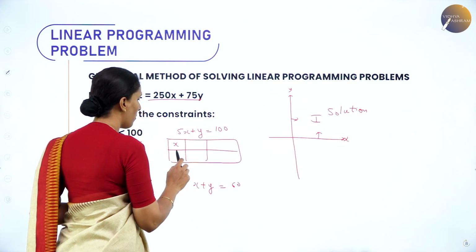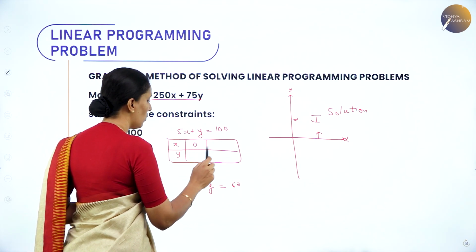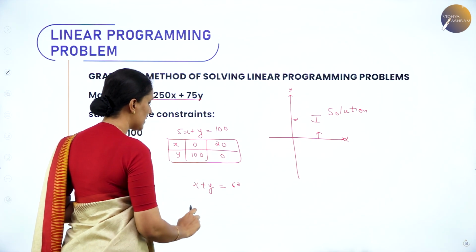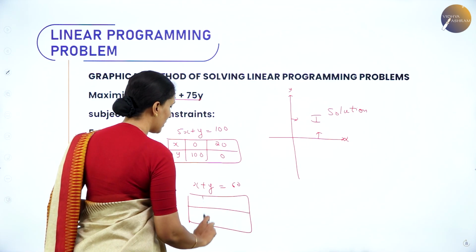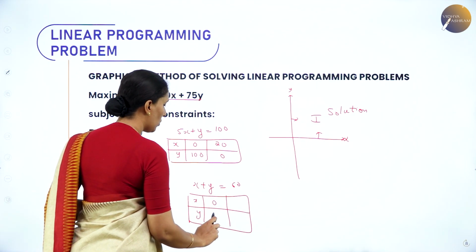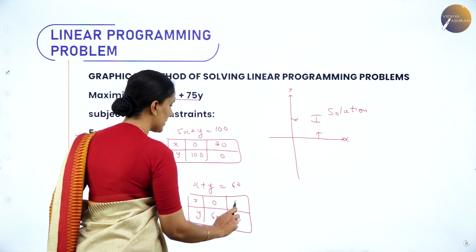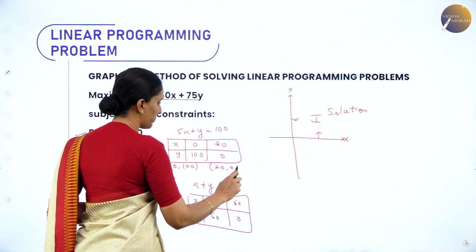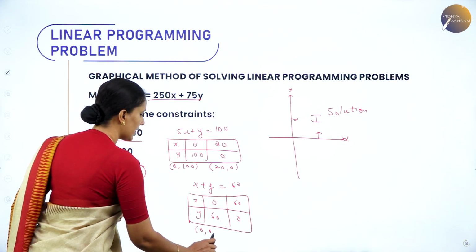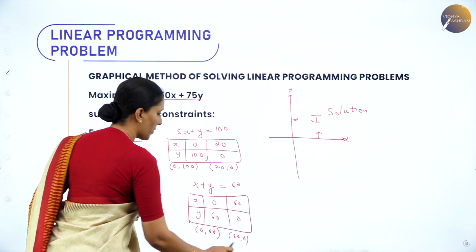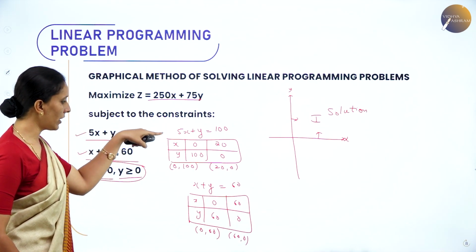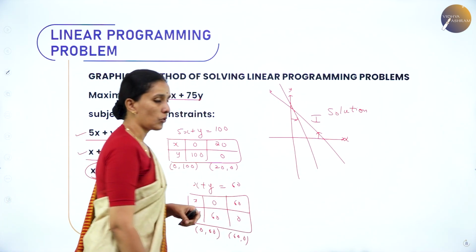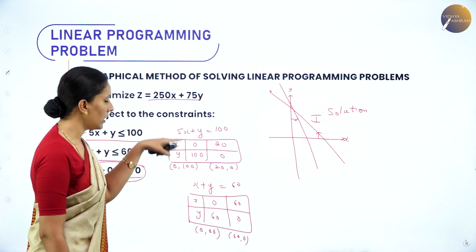Let's take this in the form of x comma y. If we take x as 0, then y is 100. If you take y as 0, then x is 20. Similarly, for the other line, if x is 0, y is 60. If y is 0, x is 60. So the points here are 0, 100 and 20, 0. And here we have 0, 60 and 60, 0. Once you get the solution for the given lines, we are going to draw the two lines which represent the equations.